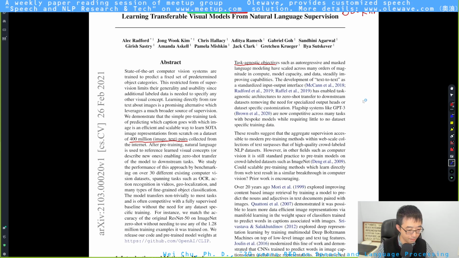One interesting thing is that they cite a few papers that I think are fairly good. If you have time, you should read them, because these papers are talking about a very hot topic in NLP. It's about zero-shot learning or zero-shot transfer.